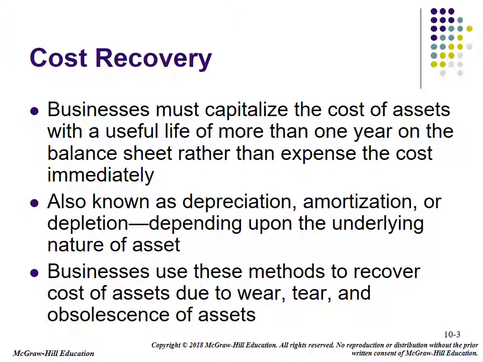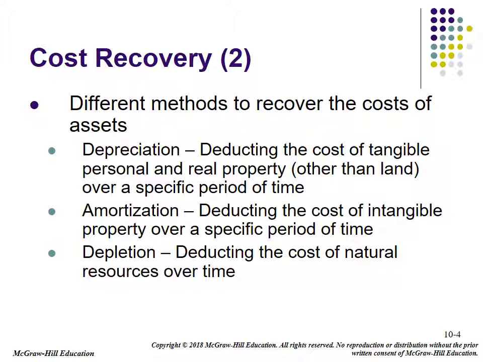Businesses use these methods to recover the cost of the assets they paid for due to wear and tear and obsolescence of the assets. So we're not allowed to deduct the expenditure for these assets, as we saw in Chapter 9, the year we buy them. But we are allowed to deduct an allocated amount of that cost each year as we use them. As I said, depreciation is when we expense the cost of tangible personal and real property.